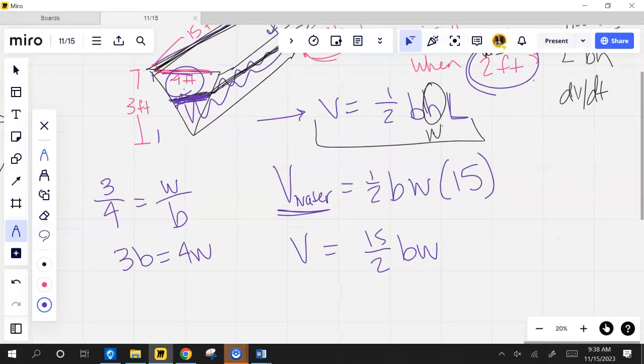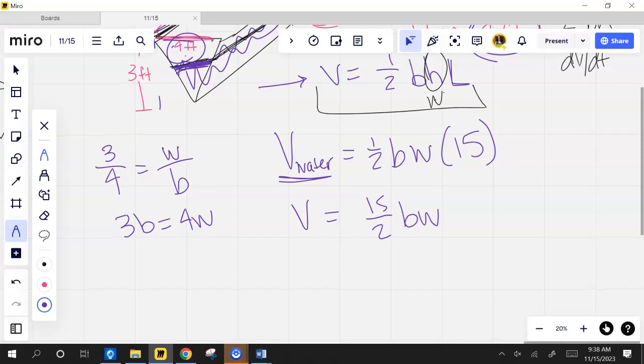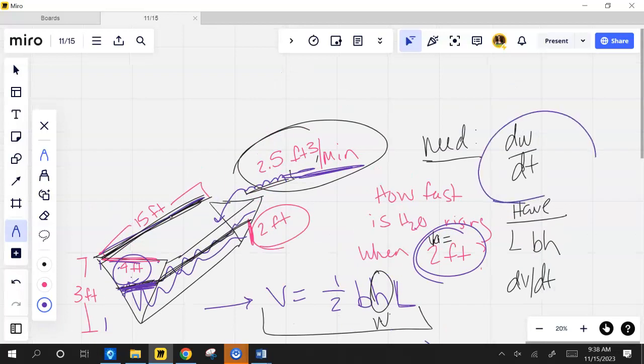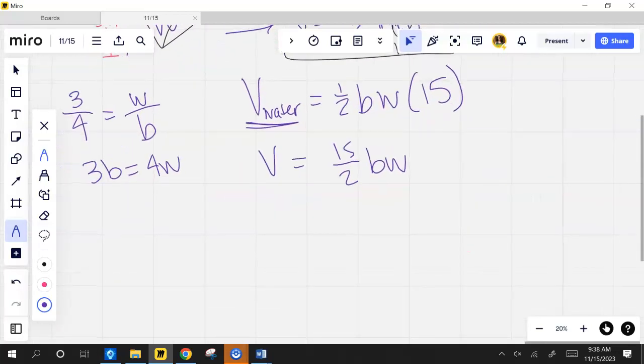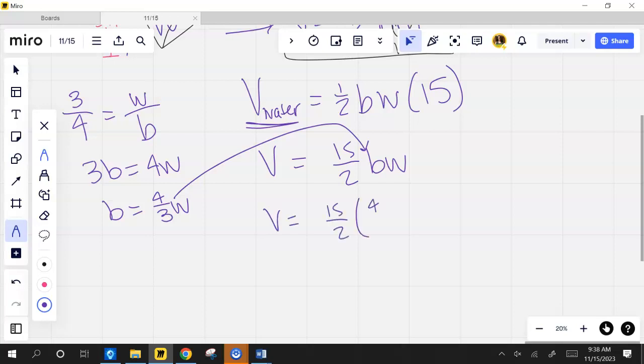Well, the point is, remember how I told you you've got to relate the variables to something? So now I could solve this. Remember what I'm trying to find? I'm trying to find dW/dt. So in this case, B would be 4/3 W, and I could plug that in here, and now I could take a derivative. Now it's an easy problem to find dW/dt for.